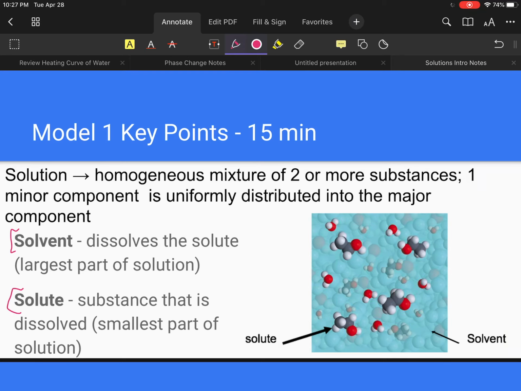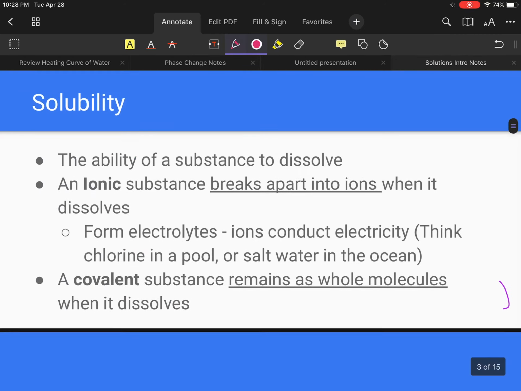So a solvent is basically your main substance that you're using to dissolve. This is usually water, about 99% of the time. Water is actually called the universal solvent because it can dissolve almost everything. The solute is the substance that's being dissolved. So if you're going to make salt water, the salt would be your solute, and then your solvent is again water.